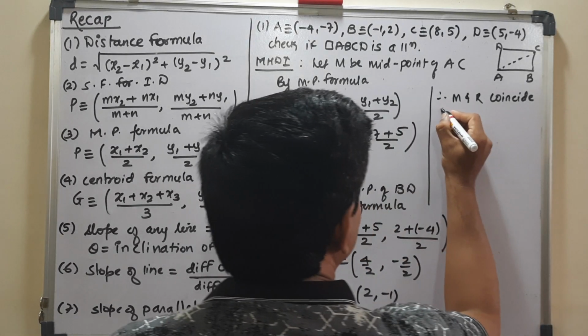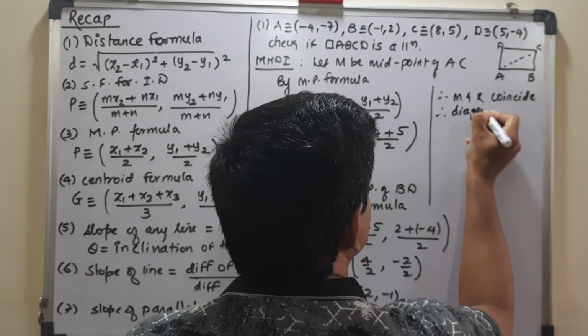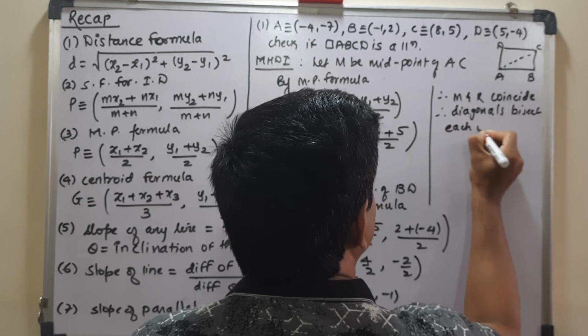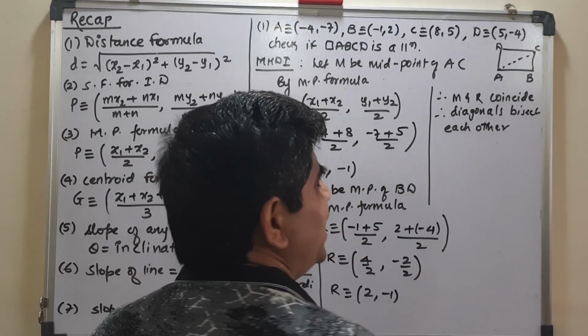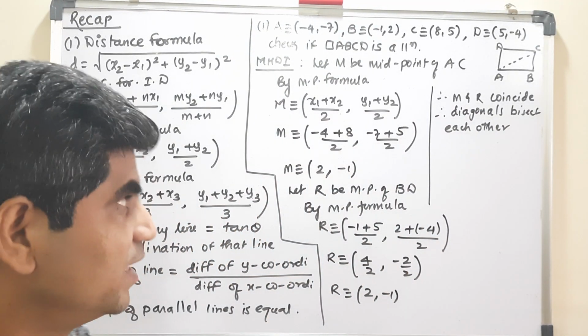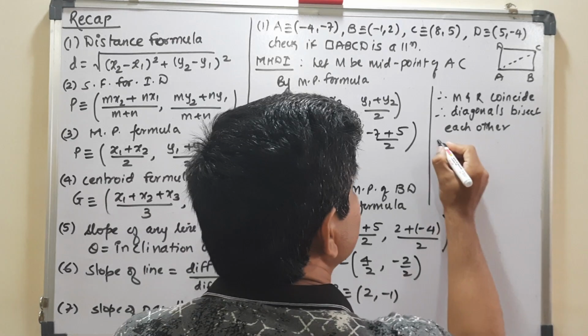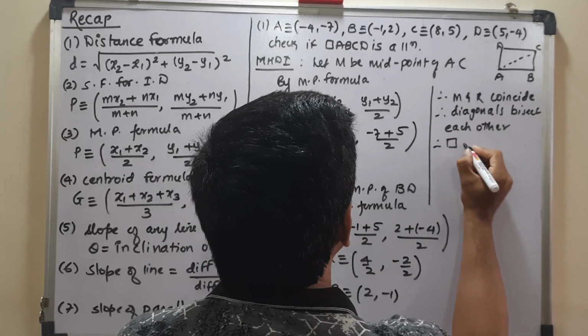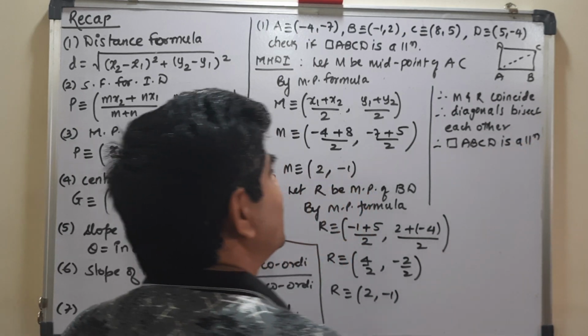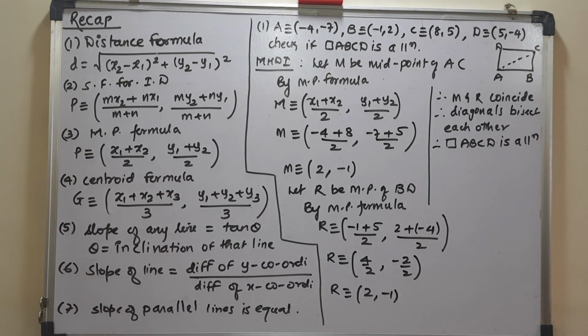So therefore I can say that diagonals bisect each other. And if a quadrilateral has diagonals bisecting each other, then that quadrilateral is a parallelogram. Therefore, this quadrilateral, quadrilateral ABCD, is a parallelogram. This is one of the easiest methods which you can do, and the other is also that way only, not too difficult.